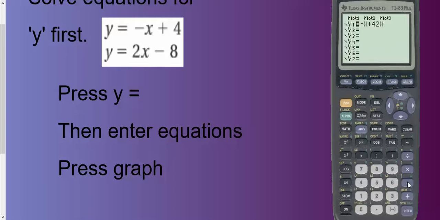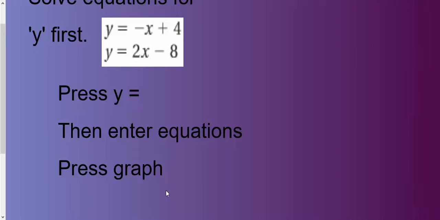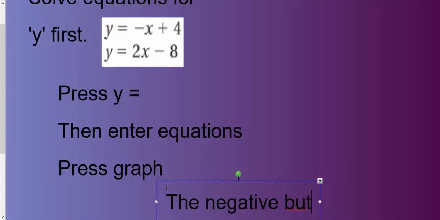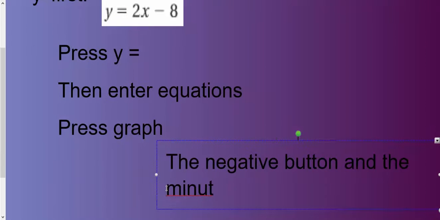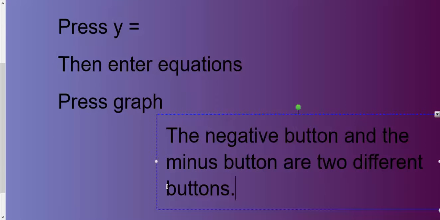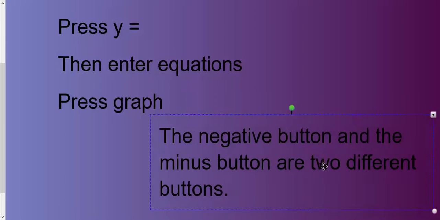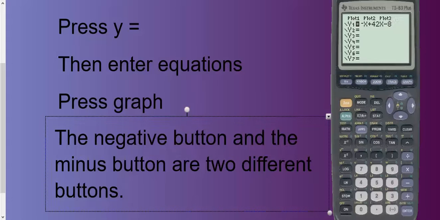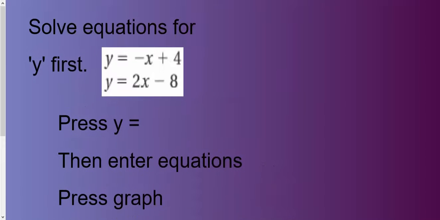Now you're going to notice I pressed two different buttons here. This is the negative button and this is the minus button. They are two different buttons, so keep that in mind. Students have trouble with this, so maybe put a little note there. And oops, I need to press enter and put it into my second equation. I didn't even notice that. So let's try that again.